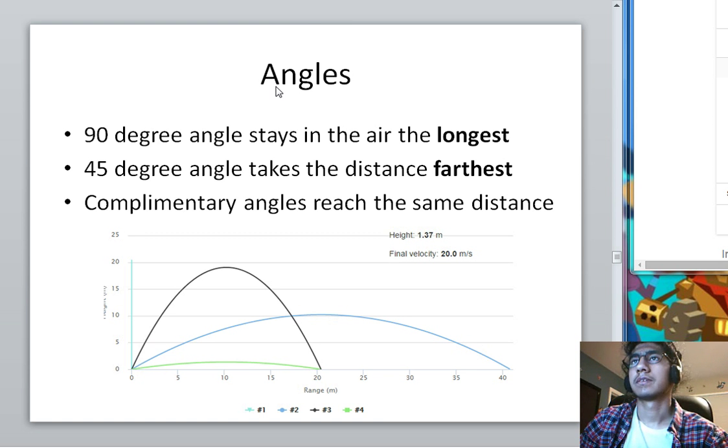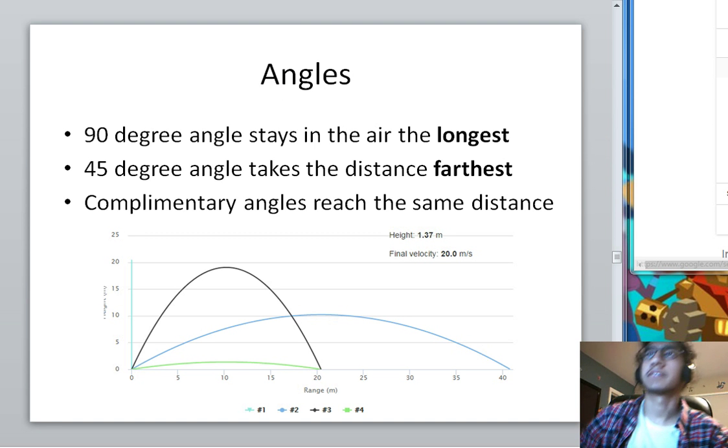Now, there's a fly on my screen. You can't see it, but I can. That's annoying. Okay.